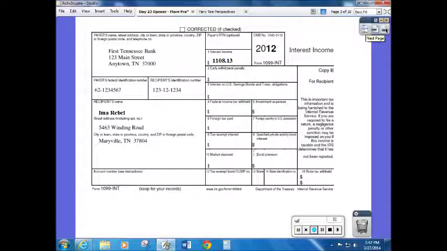Where did you get the interest income? First Tennessee Bank. She evidently has an extremely favorable interest rate or a large amount of money sitting in the bank. But she has earned $1,108.13 in interest income. That is the money that the bank is paying her.